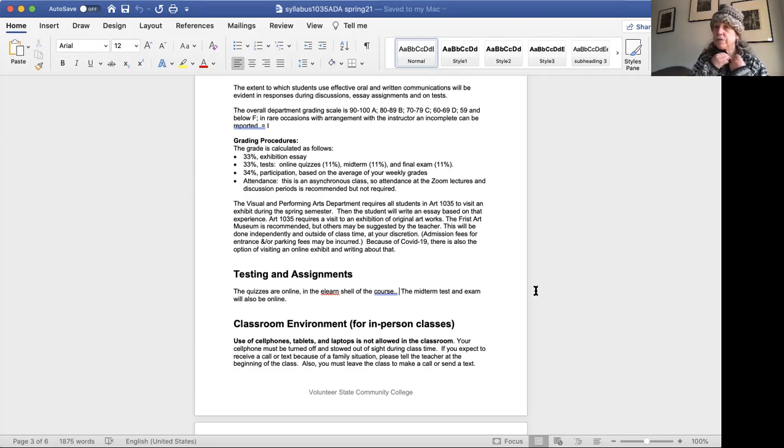And then 34% of your grade is your participation. You get one participation grade a week, and that's based on a discussion question that you write after you view the lectures and do the reading. Then you write a discussion question for the Zoom discussion on Friday. And you don't have to actually attend that Zoom discussion, but you do have to submit a question for it.